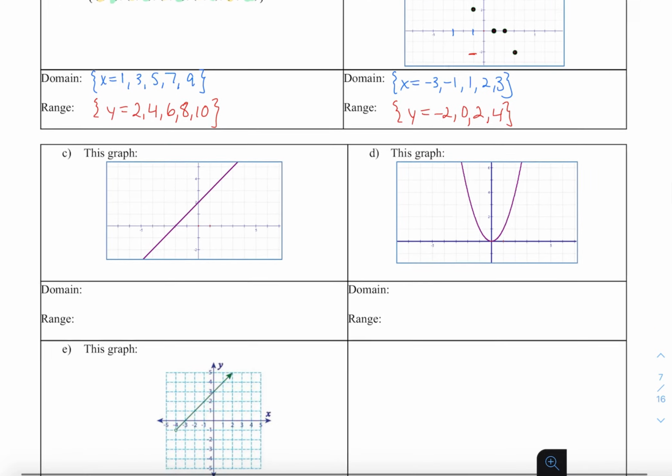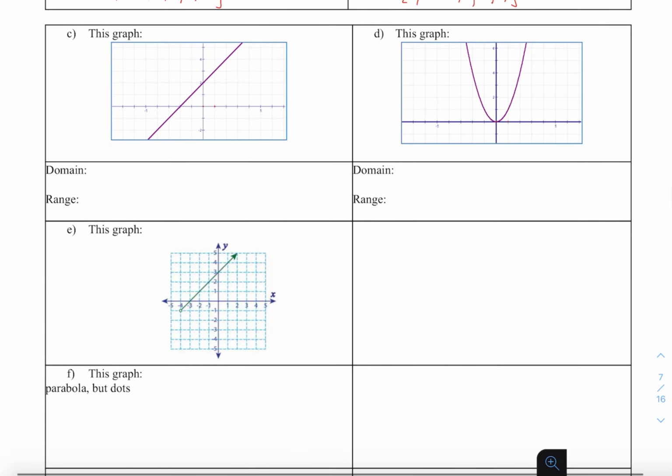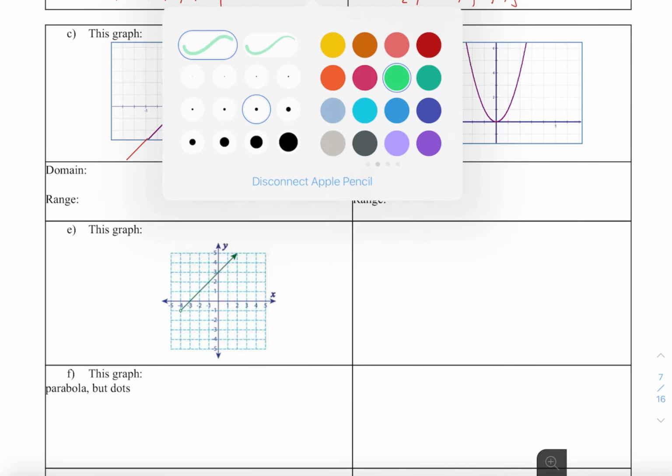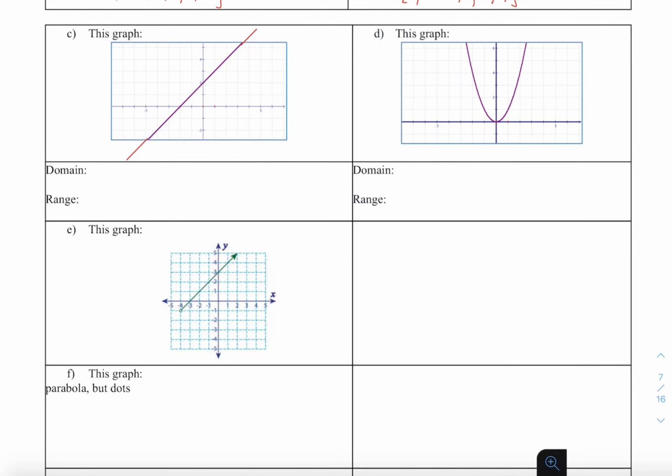Domain and range. So if I want to look at this graph, I can see that it's a line, and I know that the line is going to go on forever outside of this field of view. So I always make the assumption that graphs keep doing what they're doing. So what I can see is that this graph actually covers, like if I were to consider all the x values that are covered by this line, well, really, it's all of them.